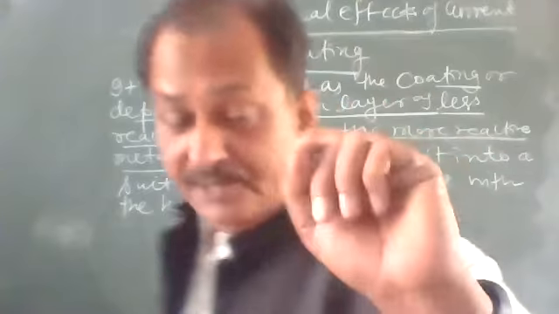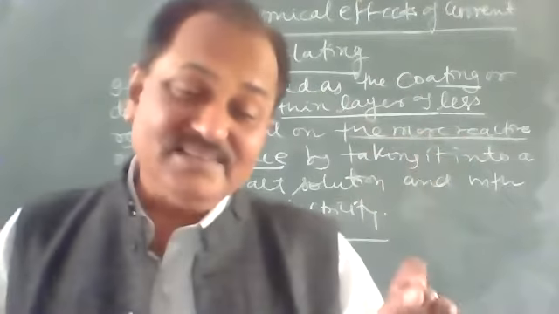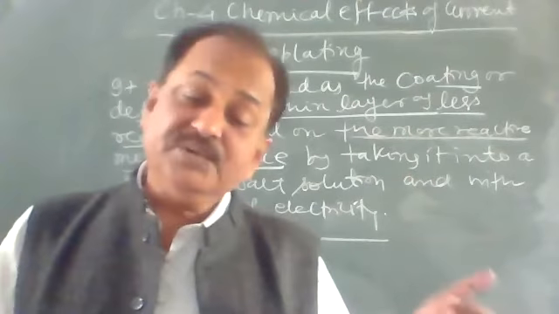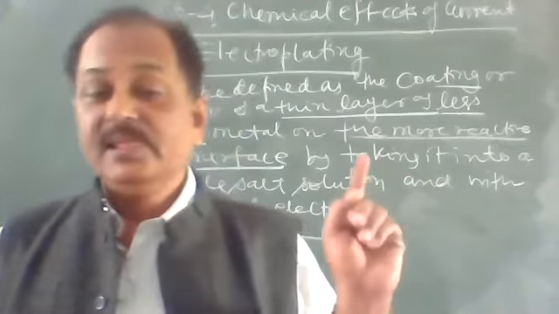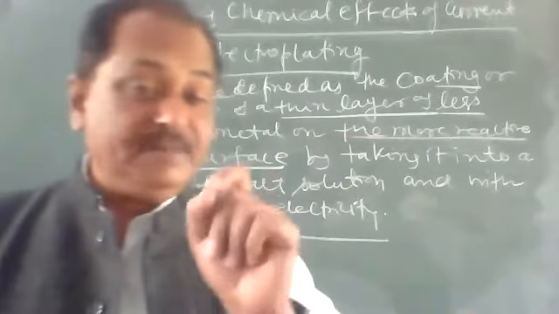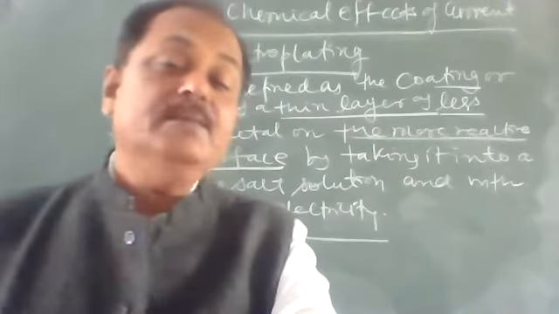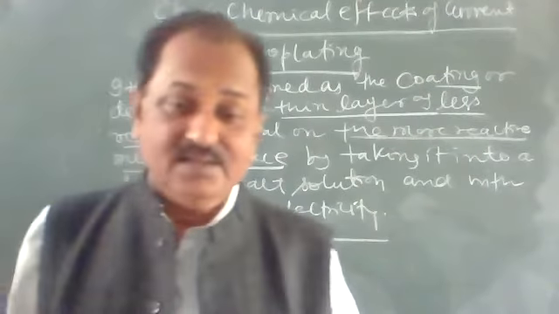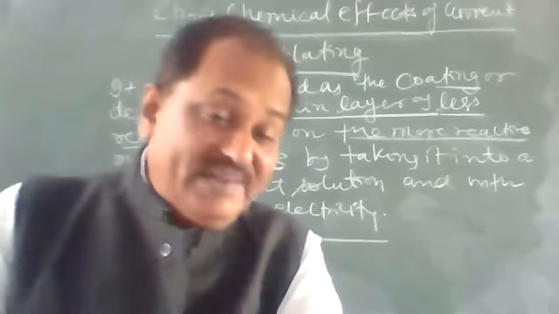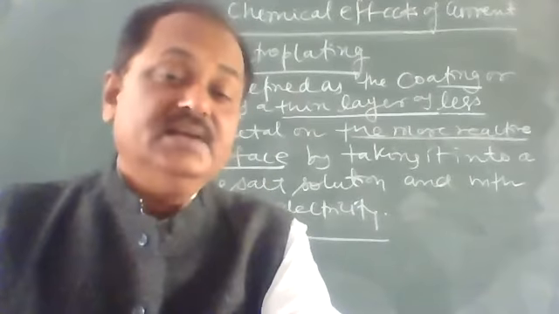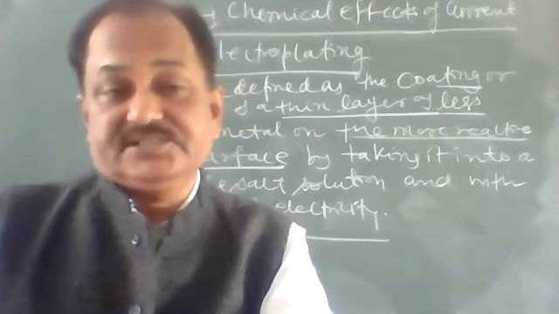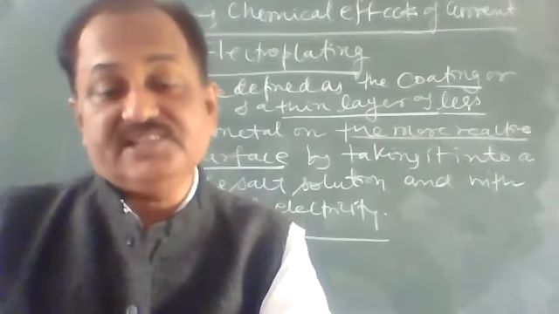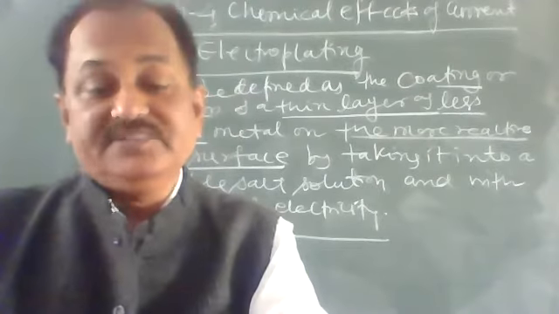So it is very important to note that less reactive metal can only be deposited on the more reactive surface. More reactive cannot be deposited by passing current. More reactive metal can be deposited only by dipping in molten metal, like galvanization. In galvanization, the more reactive metal, that is zinc, is coated on iron objects to prevent rusting or corrosion. So this is the definition or statement of electroplating.